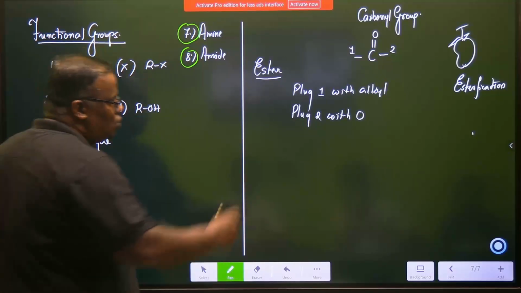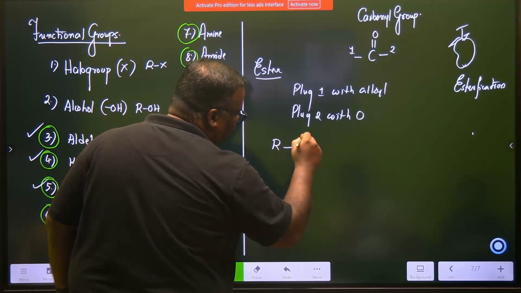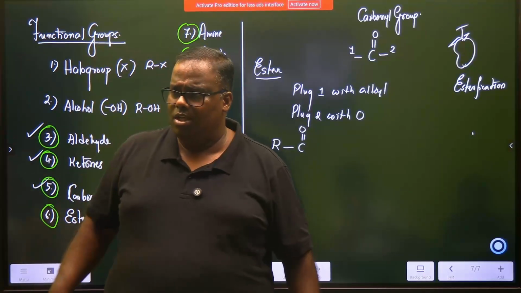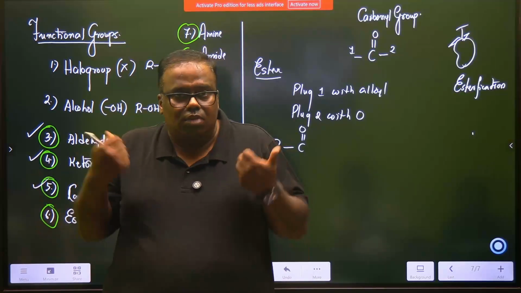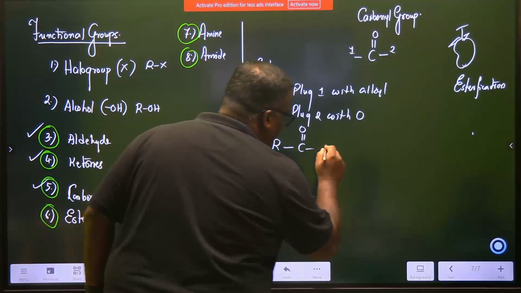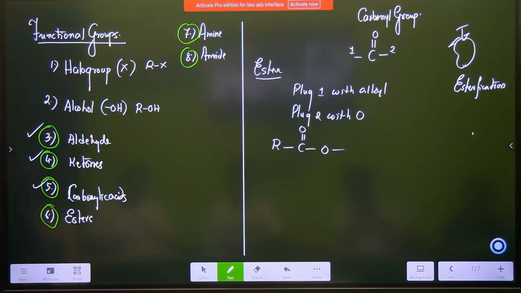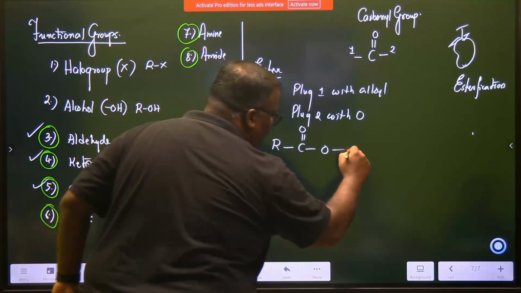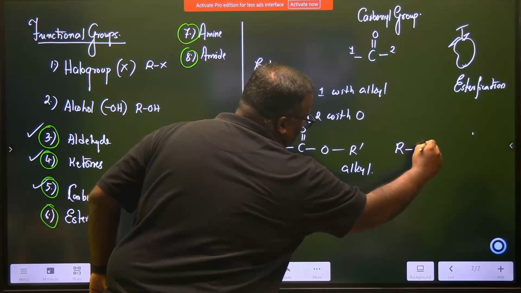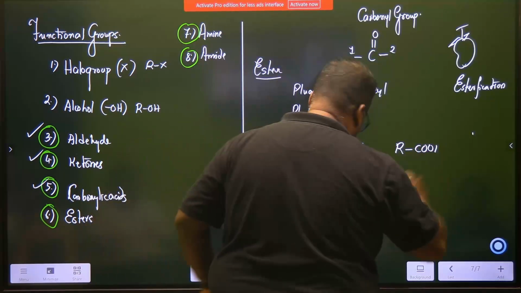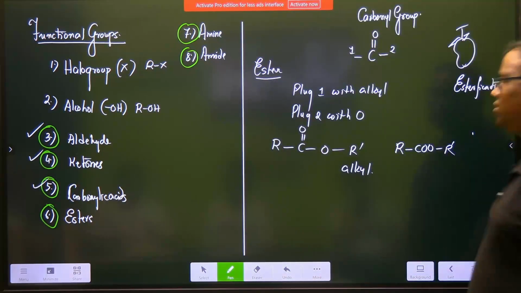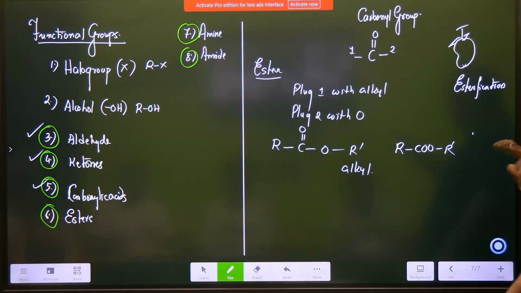So I brought an alkyl, C double bond O, and the 2 has to be plugged with what, beta? Oxygen. How does oxygen look like? Oxygen has got a valency of 2. Oxygen itself will also come like this. So oxygen plugs here and opens another valency. Yes or no? That you will plug with another alkyl. So it will be known as RCOOR'. And people confuse this a lot with ketone. Ketone is RCOR. This is RCOOR'. See the difference with ketone?